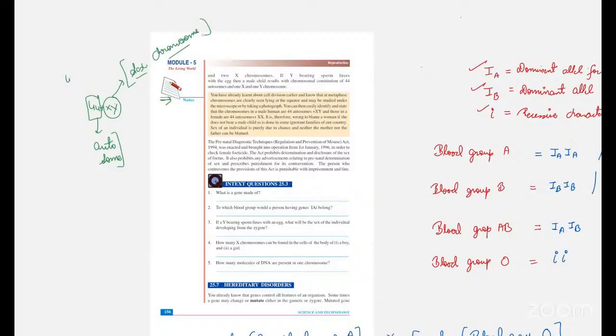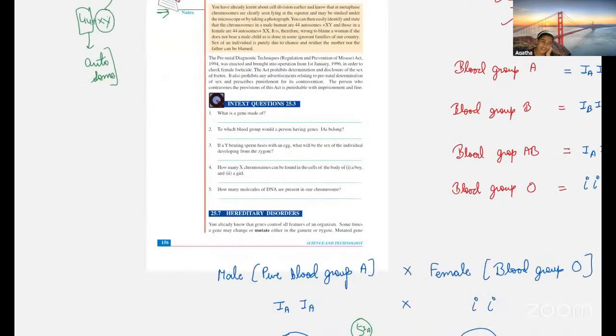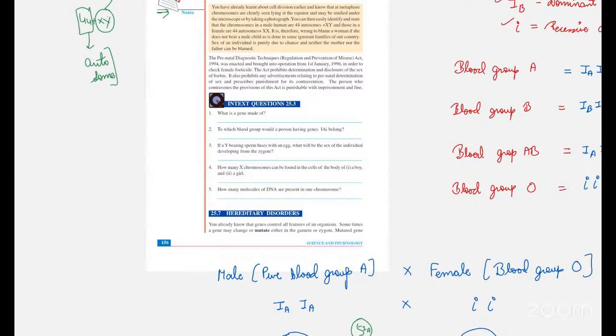Okay. Yes, Agatha, you were saying something. I was just asking what those 44 autosome chromosomes are for. Yeah, these are just the blueprint of a body. They decide the nose, lips, eyes, all this. They are responsible for that.